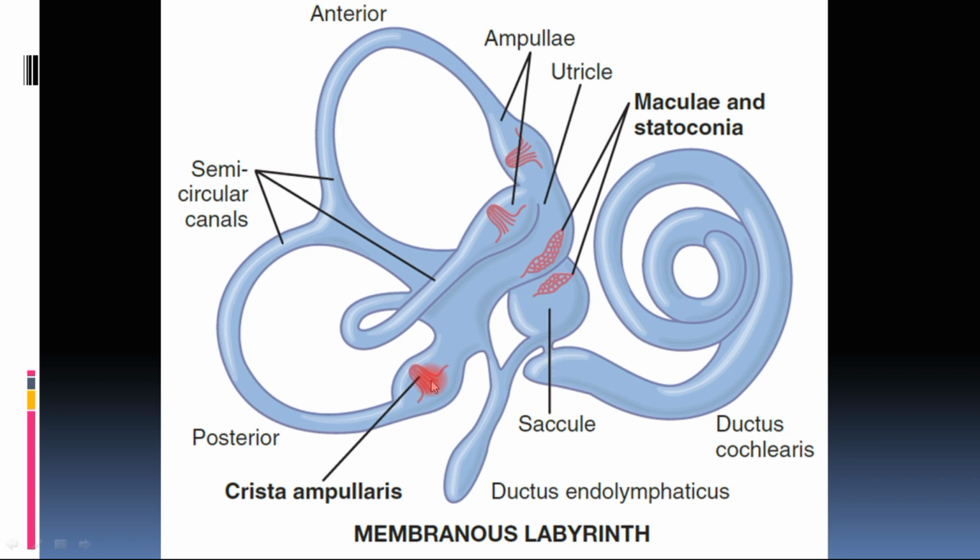As you can see, there are certain sensory receptors which are present inside these chambers. When we see later in detail, we will see that each semicircular canal has a dilation at one end of it, and it is called ampulla. And inside each ampulla there is a sensory organ or sensory receptor which is called crista ampullaris.